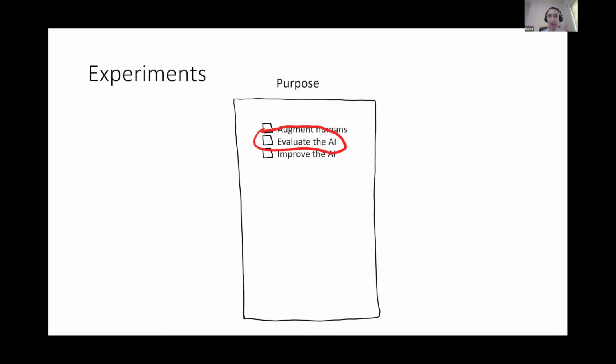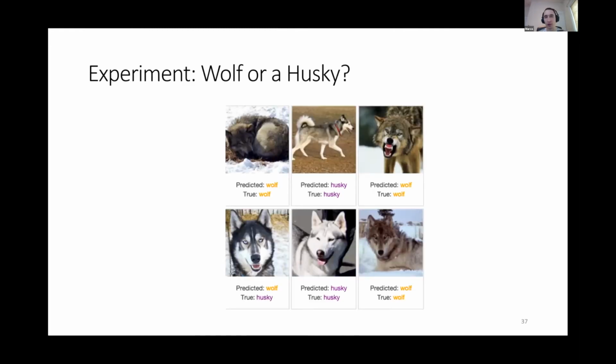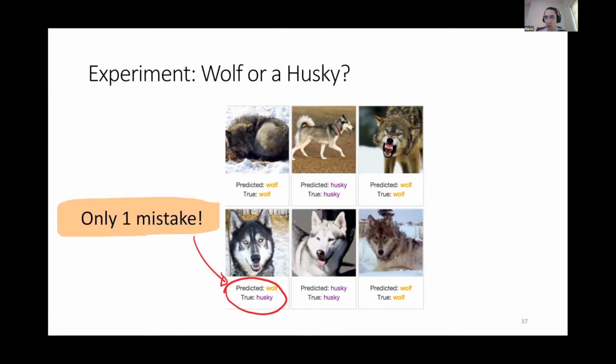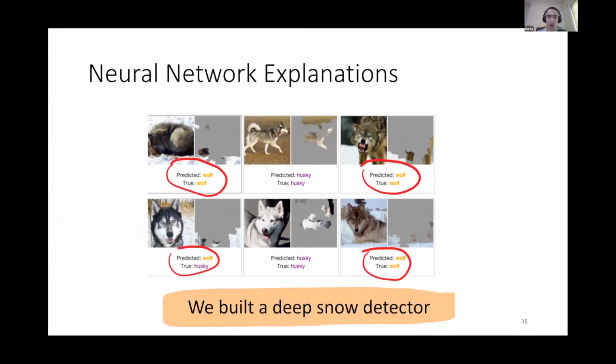And we did experiments in evaluating the AI and improving the AI. So evaluating the AI, we had this fun experiment where we told people we trained the model to predict wolf or husky, and we showed them different predictions, where in reality, even though the model is very accurate, we only train the model to predict snow or not. So if there's snow, the model predicts wolf, otherwise it predicts husky. And it gets high accuracy because we constructed the data set that has this bias in it.